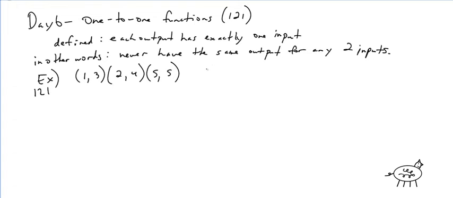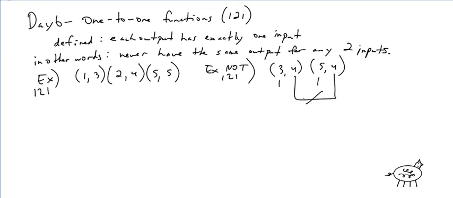All right, here's an example of a function that is not one-to-one. That would be giving you, like, (3, 4) and (5, 4). Now this is a normal function, right? Because the x value doesn't repeat, but it's not a one-to-one function because, as you can see, if I put in a different input, I get the same output. And so that's bad. That's not a one-to-one function.